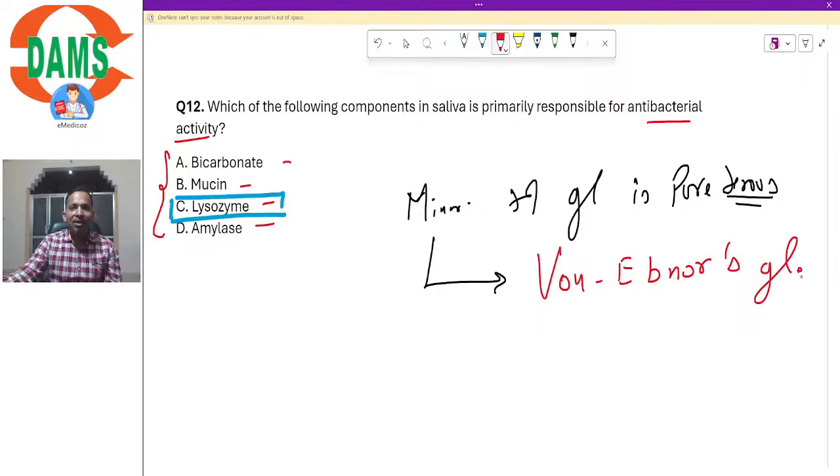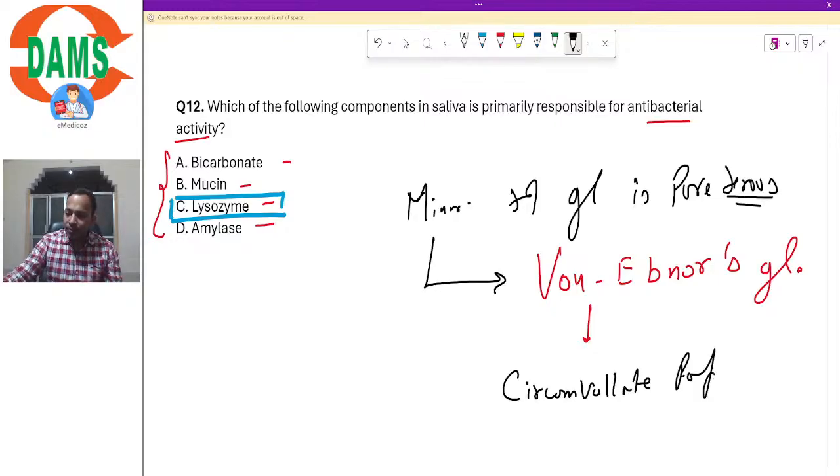So Von Ebner's gland is a pure serous minor salivary gland, and it is associated with circumvallate papillae. Right? It is associated with circumvallate papillae on the dorsal surface of the tongue. So this was all about the salivary secretion and formation. You can ask me if you have any more doubts.